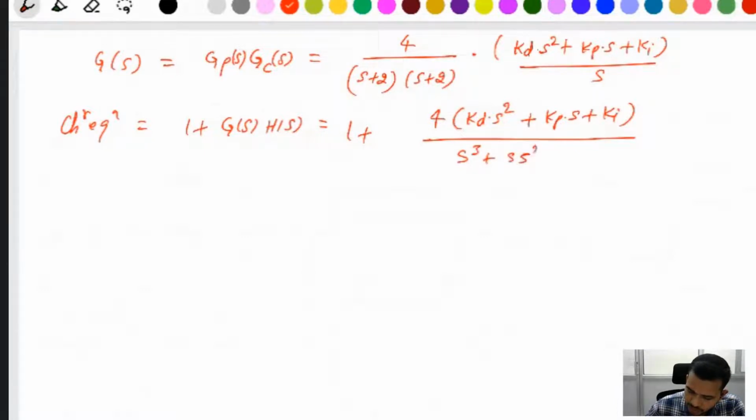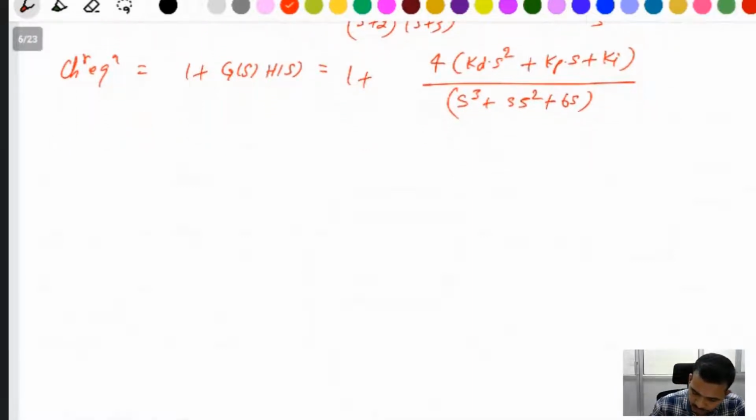To solve this, find S cube plus 5 S square plus 6S. So 2 plus 3 here, not 2 plus 2. 3 and 2 is 5, 3 times 2 is 6S, is equal to 0.